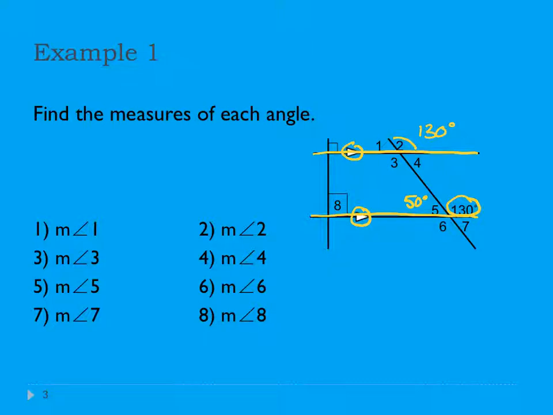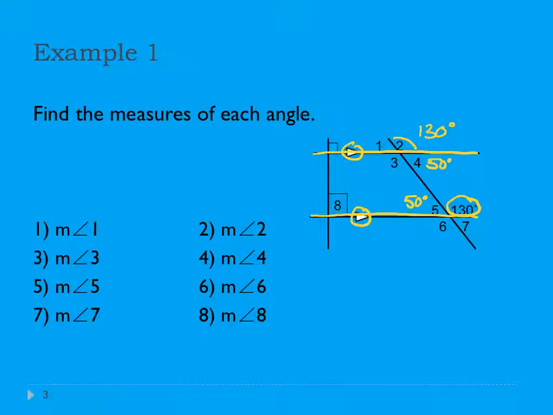Somebody else, give me a different one. Yes, ma'am. Angle 4 is 50 degrees. Angle 4 must also be 50 degrees. Why? Because 130 plus 50 equals 180. Those two together are a linear pair. They'll make 180 degrees.